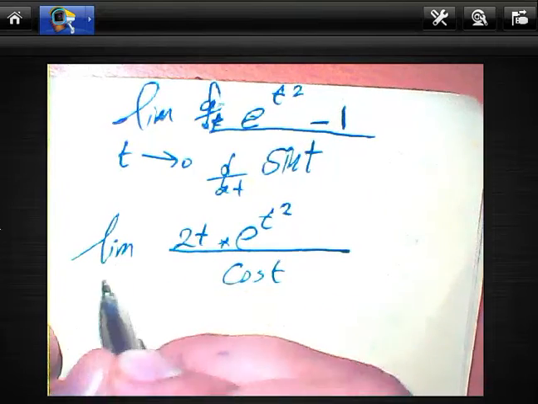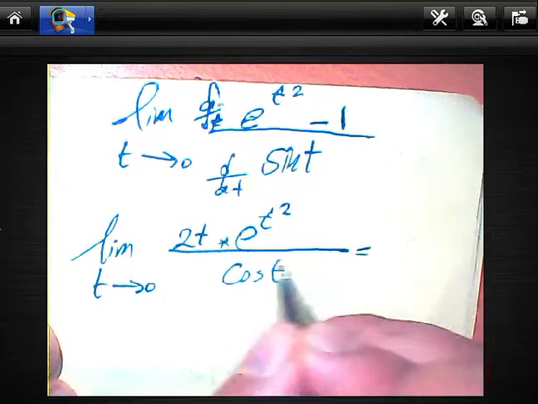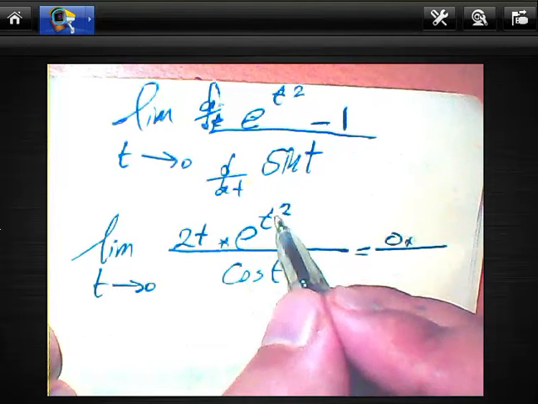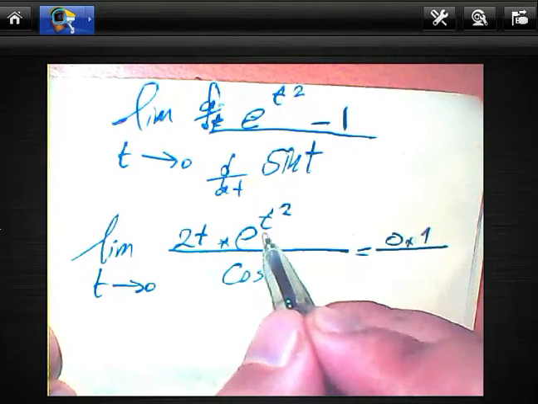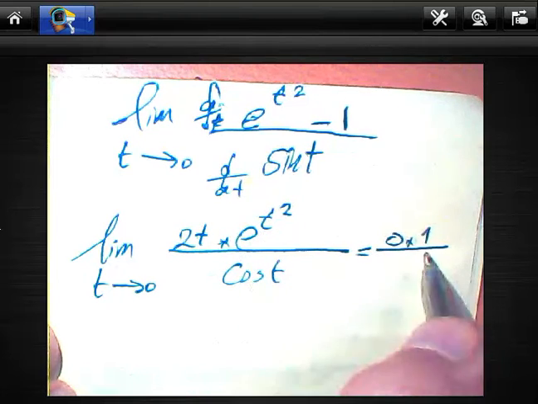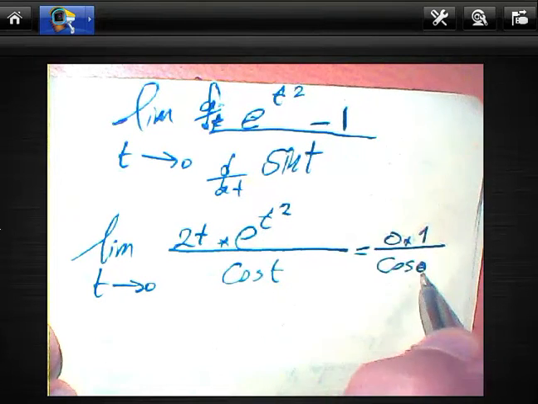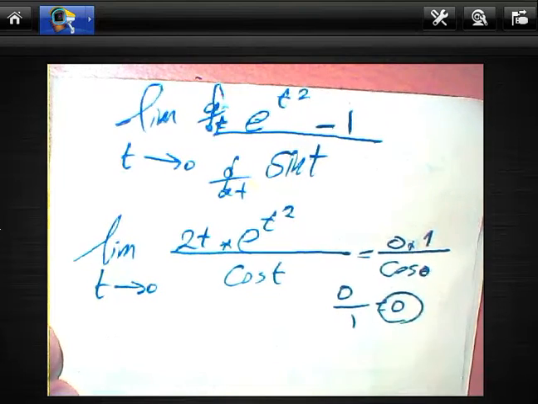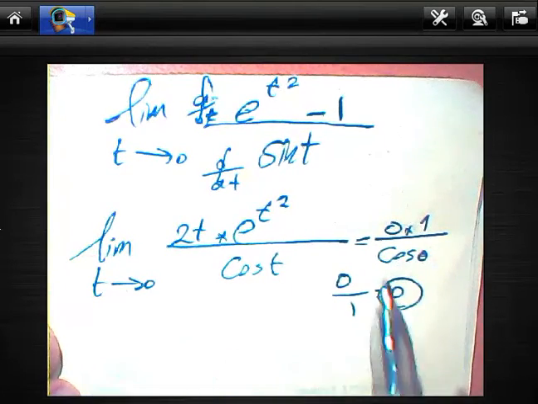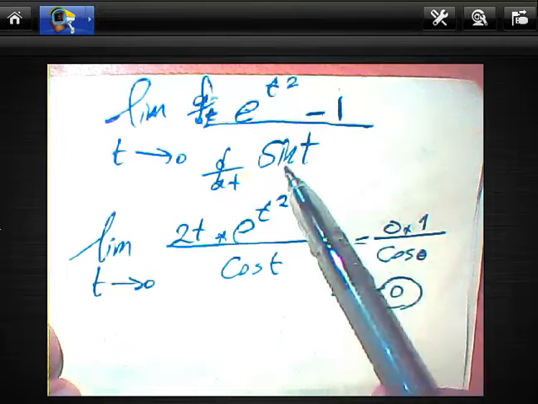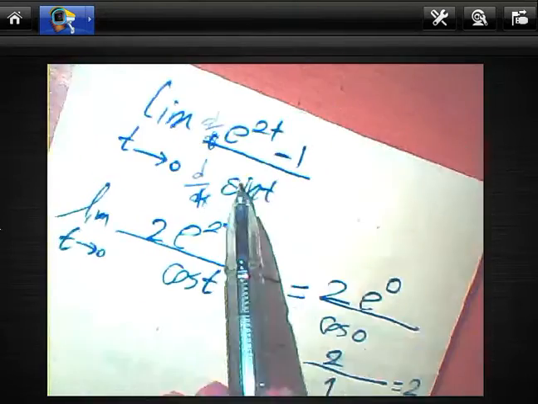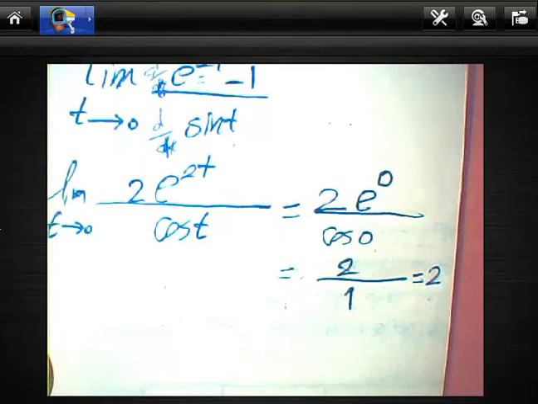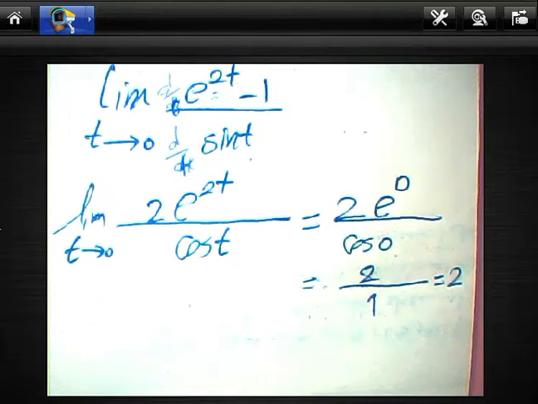In this example, when t approaches 0, we can put 0 here. 2 multiplied by 0 equals 0, multiplied by e power 0 equals 1, because 0 power 2 equals 0, e power 0 equals 1, cosine 0 equals 1, so the result will be 0 over 1 equals 0. We have the difference between the result of the limit of (e power t power 2 subtract 1) over sine t and (e power 2t subtract 1) over sine t. The result here will be 2. You must know the relation between 1 and 2.